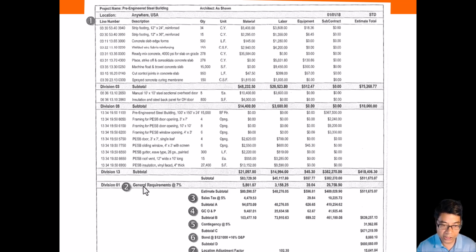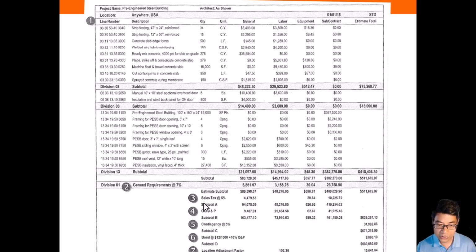Here, this is the general requirements. Again, general requirements is job specific. We just have 7% of those direct costs, and based on those numbers, you can type in the general job specific overhead, 7% of it, and then you can do another estimated subtotal, the direct part plus the general requirements, and you get a different number.